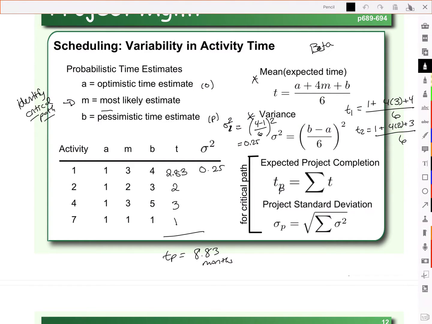And we're going to repeat that for the activities that are on the critical path. So activity 2, sigma squared 2 is going to be 3 minus 1, all divided by 6, and then square that. So that's 2 divided by 6, or a third, and you're squaring a third, and you get 0.11.